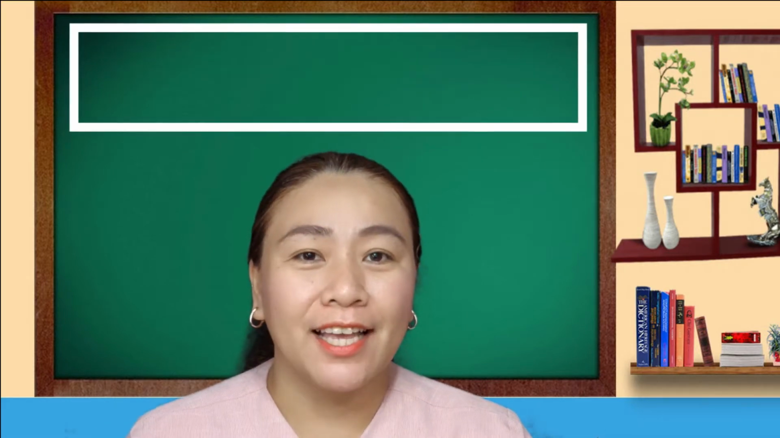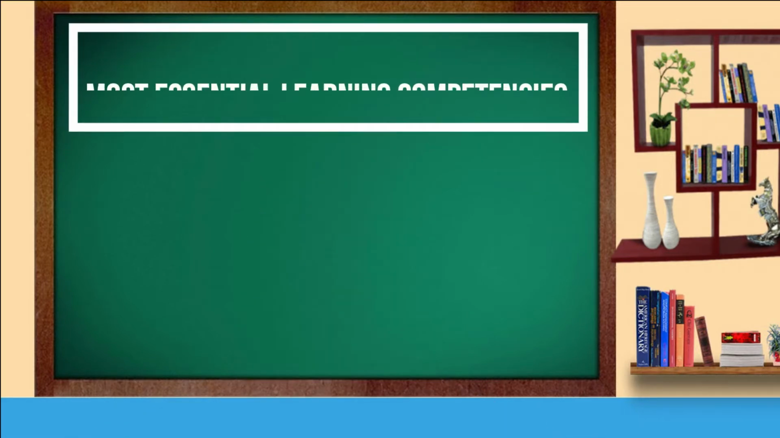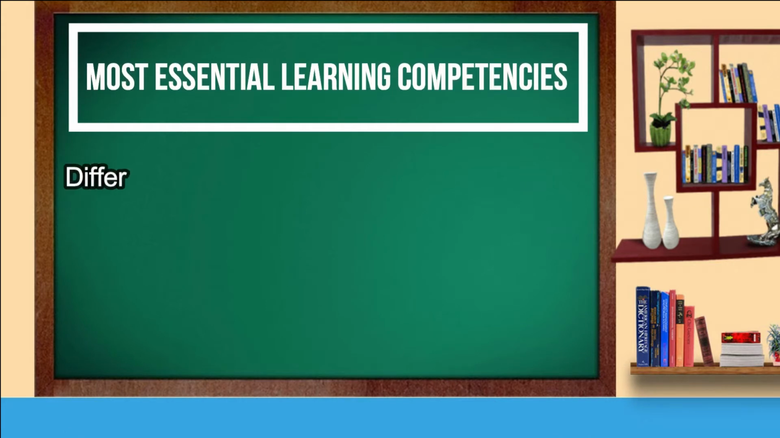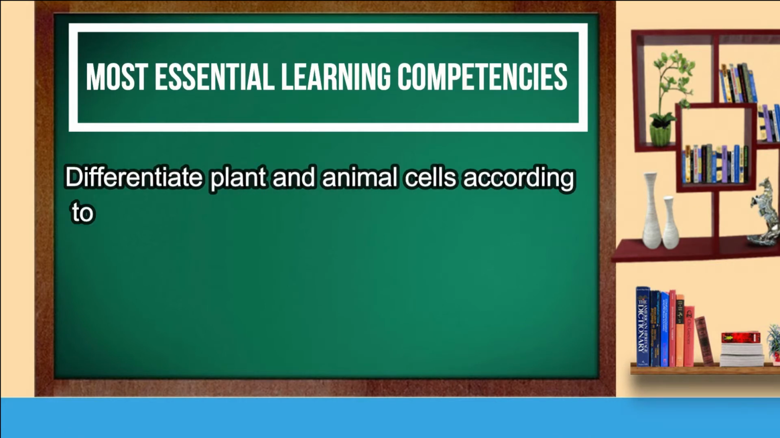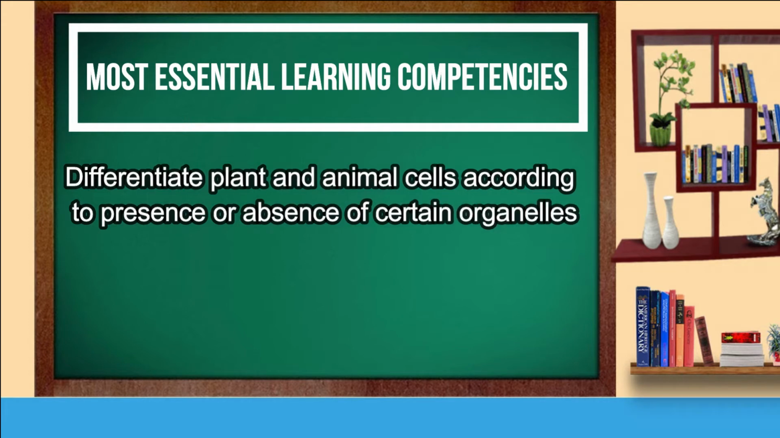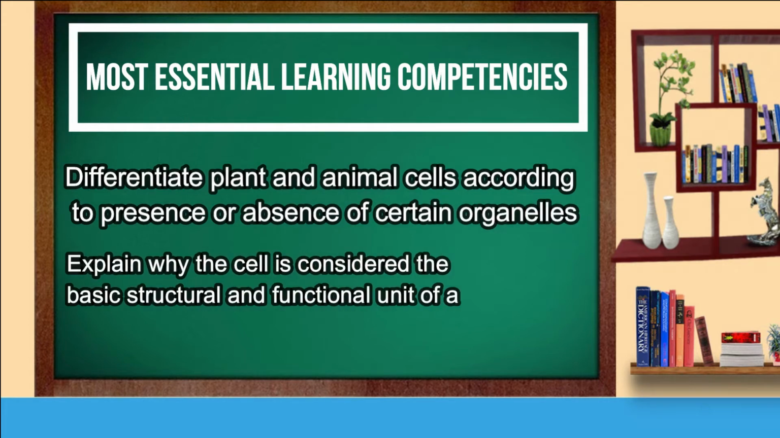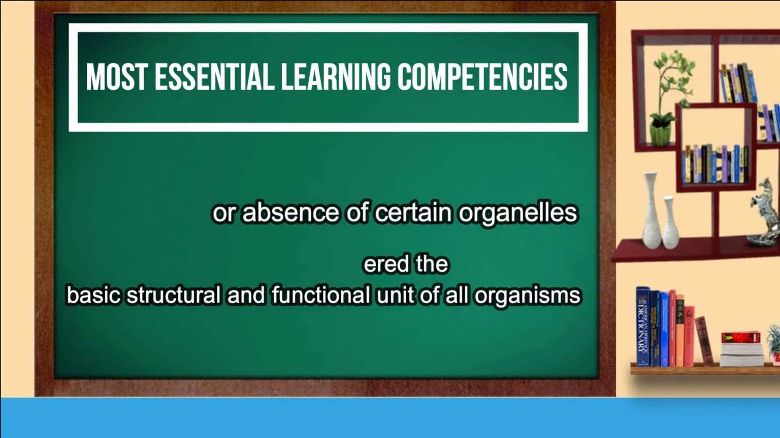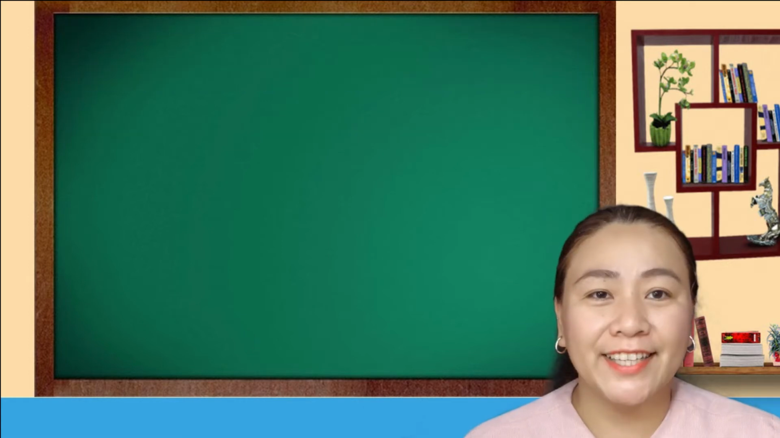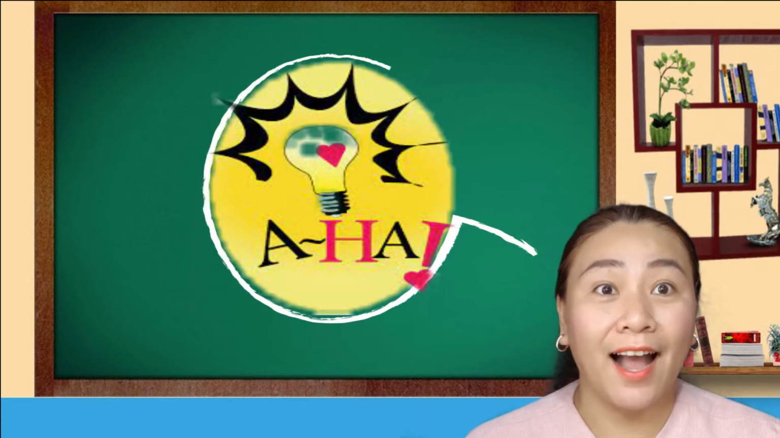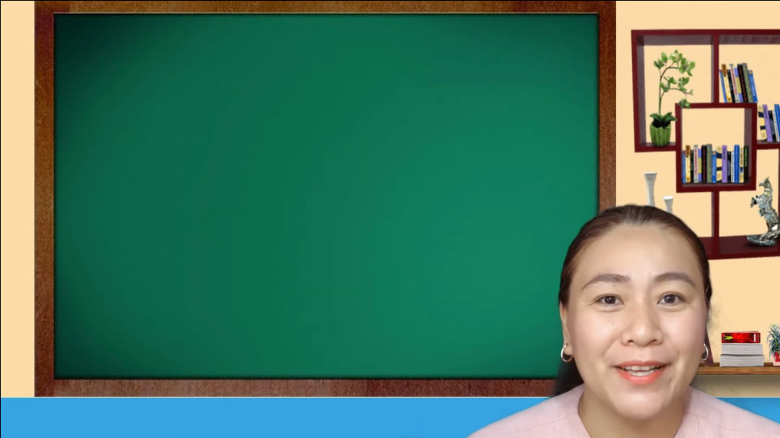But before that, here is our most essential learning competencies. Differentiate plant and animal cells according to the presence or absence of certain organelles. Explain why the cell is considered the basic structural and functional unit of all organisms. Are you excited for our new lesson? Aha! I know that you are very excited.